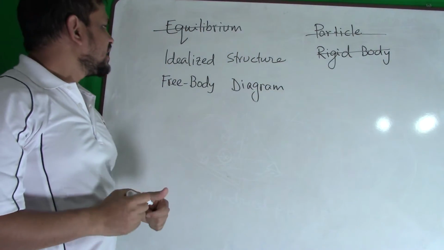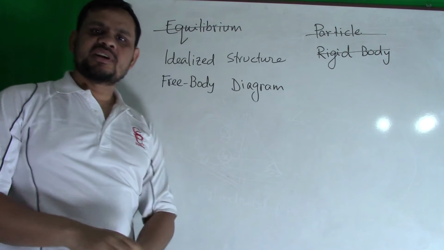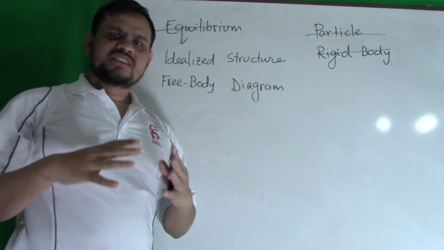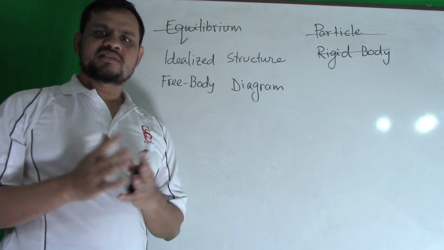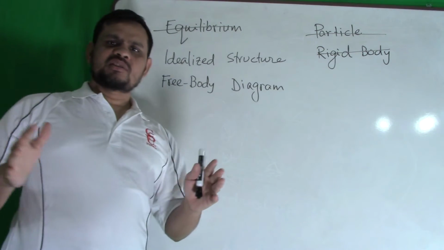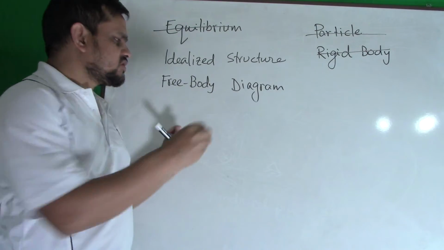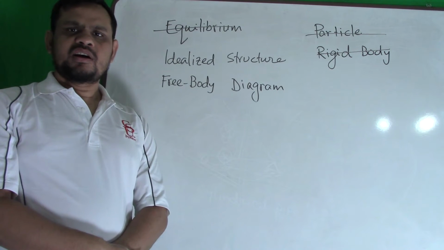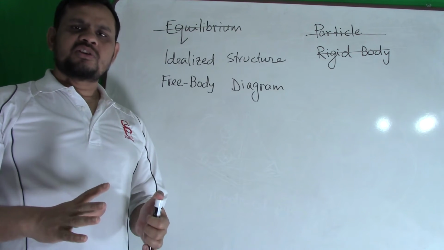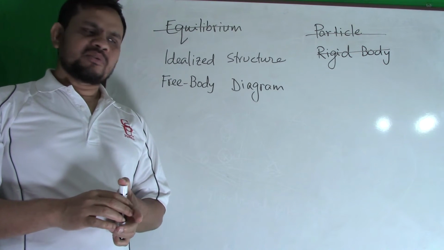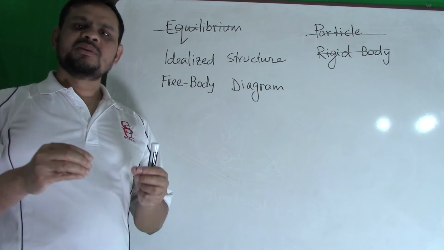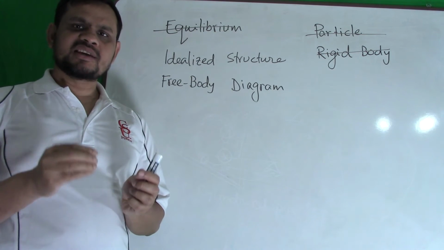Next is idealized structure. It's very important. Idealized structure means we will simplify a real structure. Say there is a structure which is very complicated. Can we draw it on a whiteboard? Can we draw it on paper? No. We cannot draw the actual structure. Also, the actual structure is very complicated, so we simplify it or make some assumptions on it.